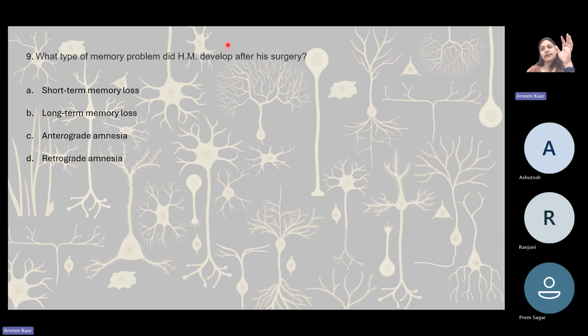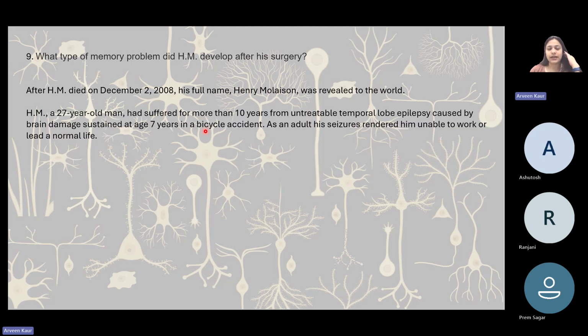Now, this is a very interesting topic. So we'll discuss it at length again in the next week also, but I have kept the discussion over here as well. So what type of memory problem did HM develop after his surgery, right? Was it short-term memory loss or long-term memory loss or anterograde amnesia or retrograde amnesia? Right? So, what was the problem that he developed? So, it was actually anterograde amnesia, right?